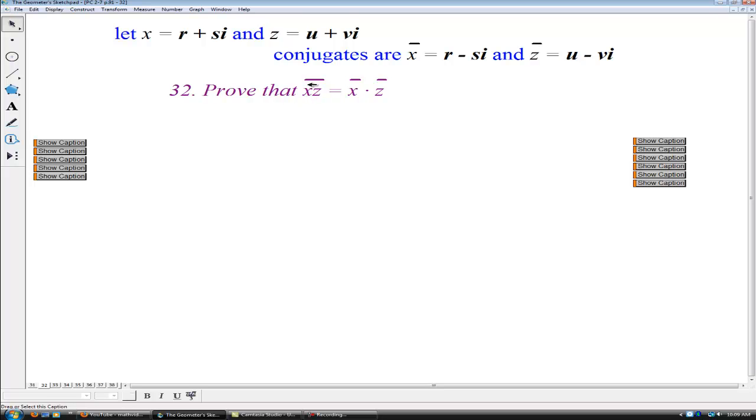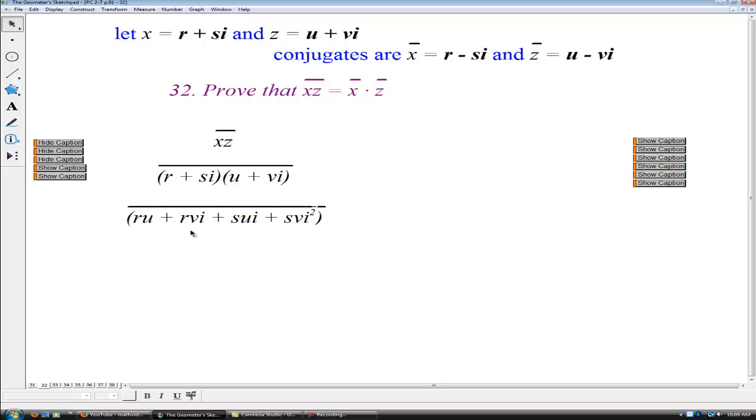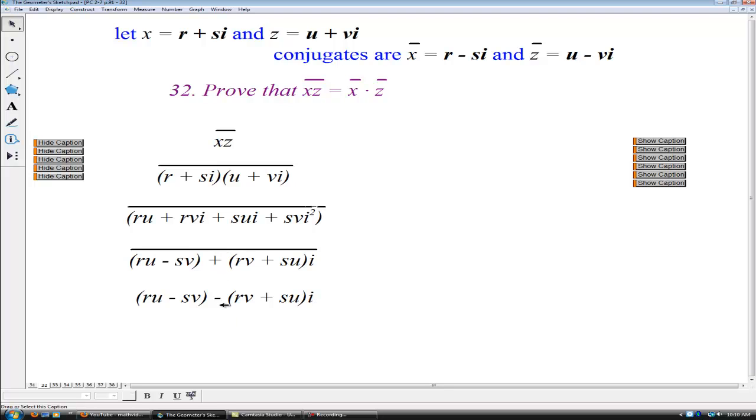we are to prove that the conjugate of the product xz equals the product of the conjugates. Starting with the conjugate of the product, let's rewrite x and z as their complex expressions being multiplied, and we are implying that we will take the conjugate of this product, perform multiplication, and by associative property and simplification and factoring out the imaginary unit, we get this expression. And again, our definition of a conjugate is that our plus becomes a minus.